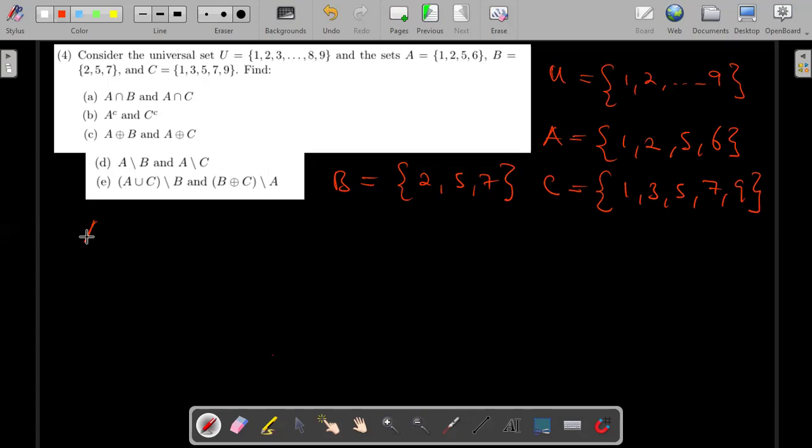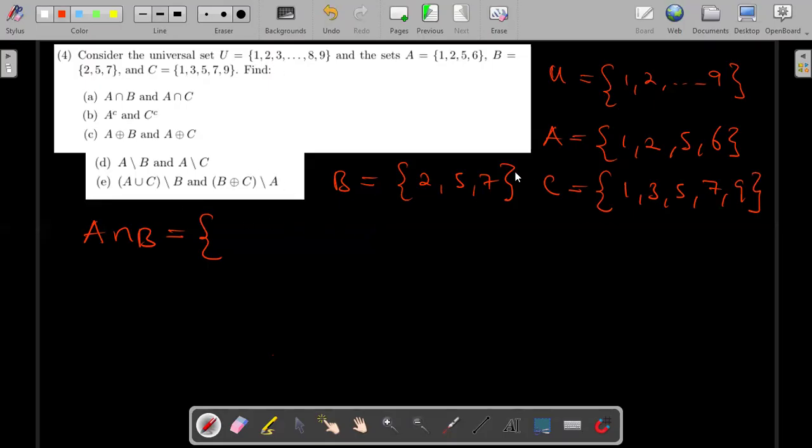So now they're telling me A intersect B. From the definition of what we've said, who can tell me what is going to be A intersect B? Anyone? Okay, since nobody's talking, we're going to proceed here.